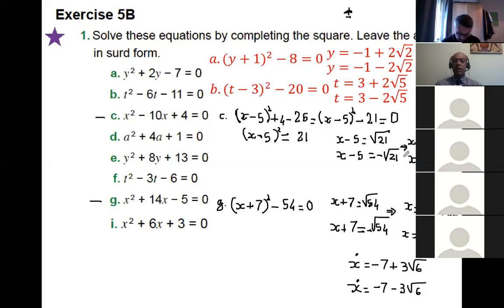C we did together. The answer was 5 plus root 21, 5 minus root 21. For D, I've got a squared plus 4a. So what's half of 4? 2. So that'd be (a plus 2) squared. And then I need to compensate with minus 4. So 1 minus 4 is minus 3. And that's when you get your answer for D. (a plus 2) squared minus 3.